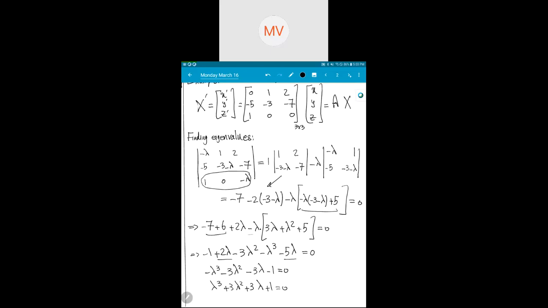Now, this factors. What does it factor to, guys? Open your mic and tell me what it factors to. Beautiful. We all got it. So it's lambda plus 1 cube equals 0. That means lambda plus 1 is repeated 3 times, meaning all 3 eigenvalues are the same and they're the common value of -1. There you go.